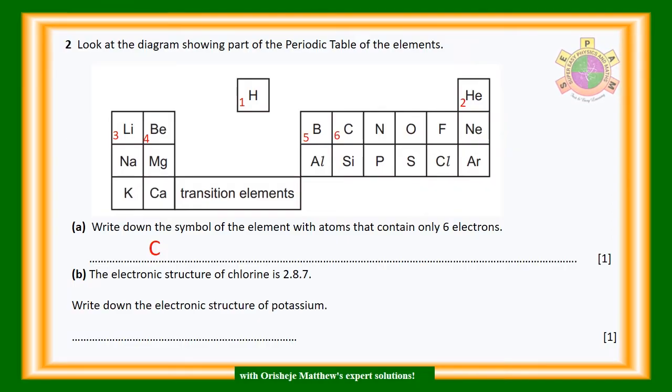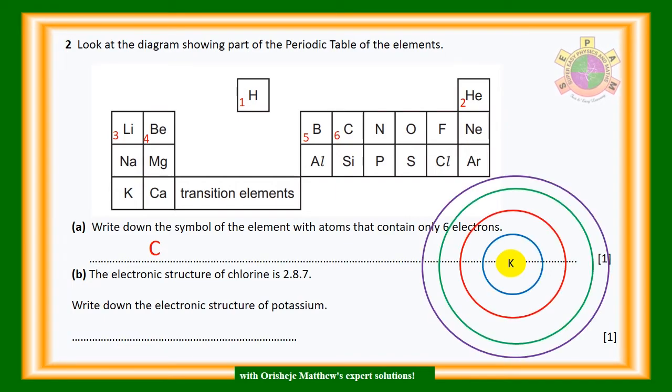Write down the electronic structure of potassium. Potassium is in period 4. Therefore it has 4 shells. The first blue shell has 2 electrons. The second red shell has 8 electrons. The third green shell has 8 electrons. Outermost shell has 1 electron. The electronic structure is 2.8.8.1.